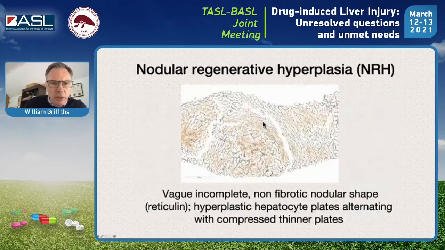This is the other entity that we might see in a situation where there's more of a chronic injury, nodular regenerative hyperplasia. So this could be the aftermath of a veno-occlusive episode, but equally we do sometimes see this occur without that initial acute presentation, more insidiously. And here we have a nodular appearing liver sample, but not because of fibrosis. The nodularity is because we have alternating thick and thin plates. So we've got these expanded hepatocyte plates and these compressed plates, and this pattern is replicated over the liver and gives this nodular appearance, which in turn can lead to portal hypertension.